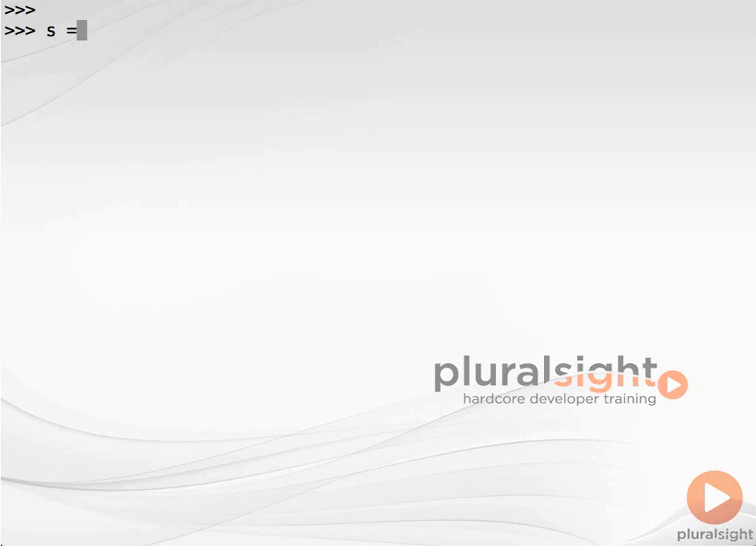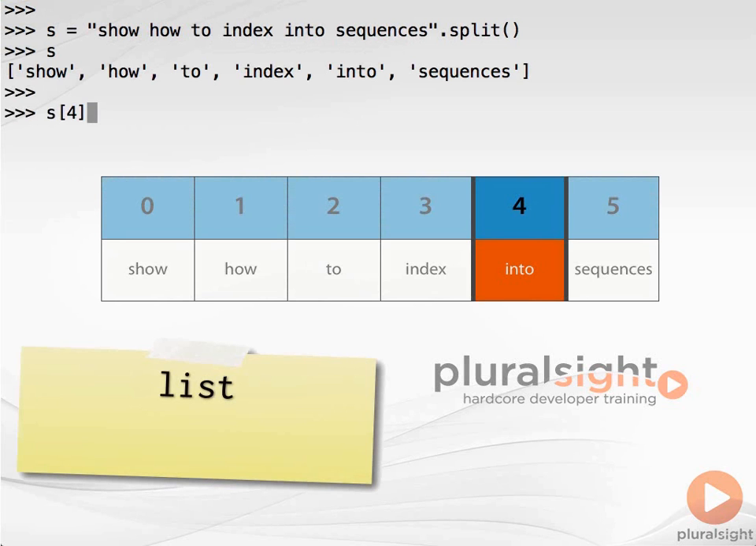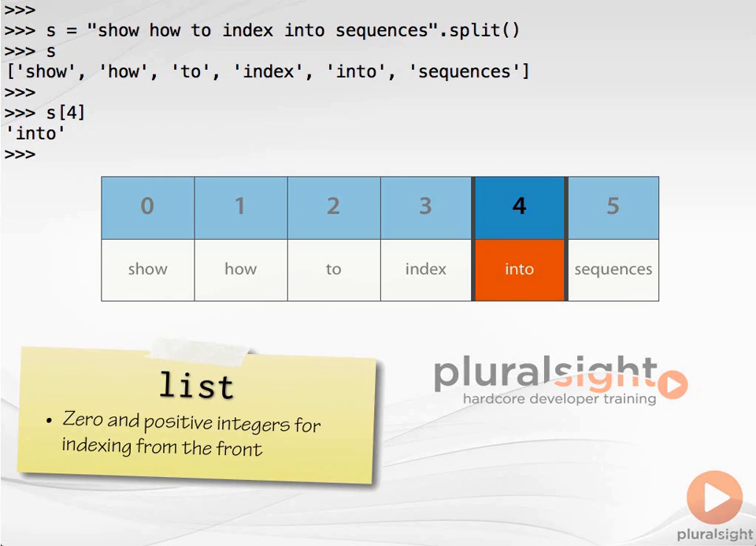Let's start by making a list containing the words "show how to index into sequences". We'll do this by calling the split method on a string. We're already familiar with how 0 and positive integers index the list from the front using a 0-based index. Here we extract the fifth element by using the index 4.